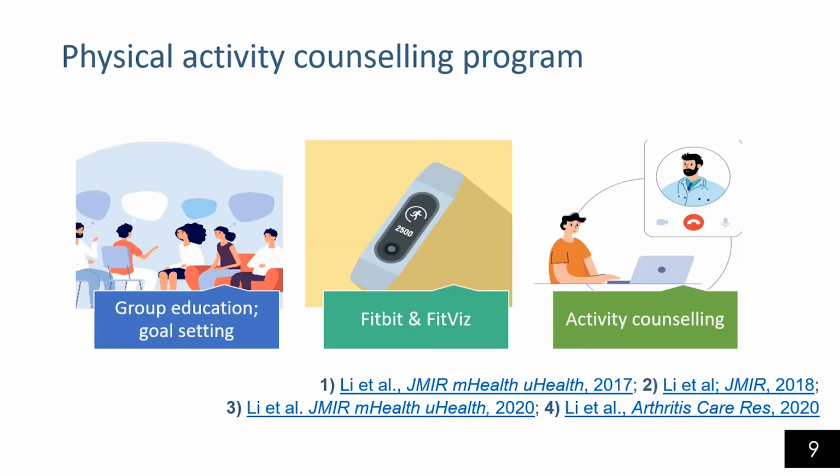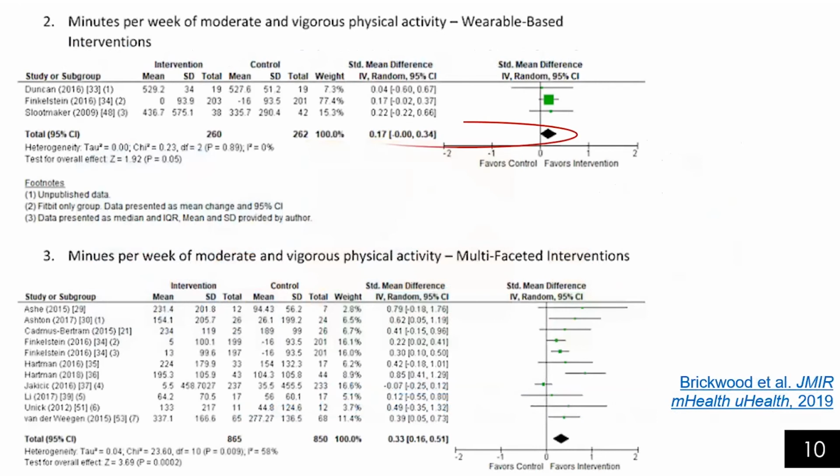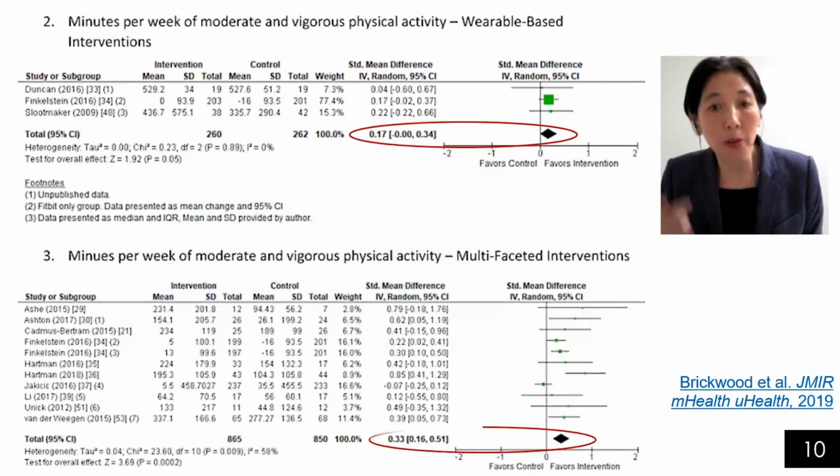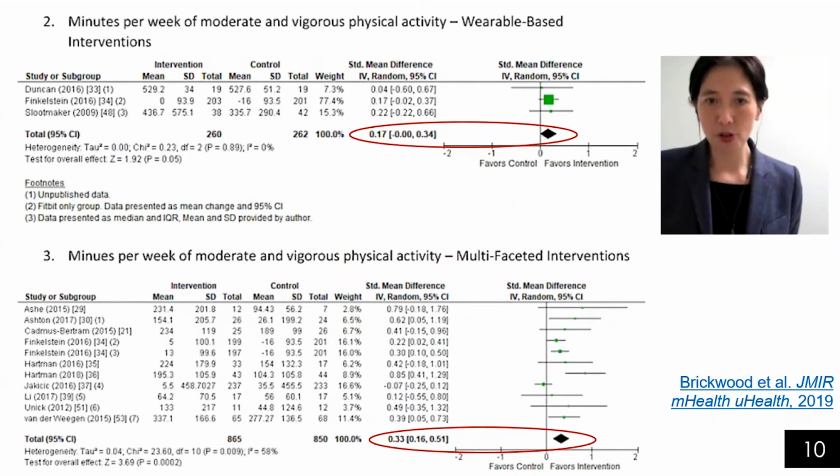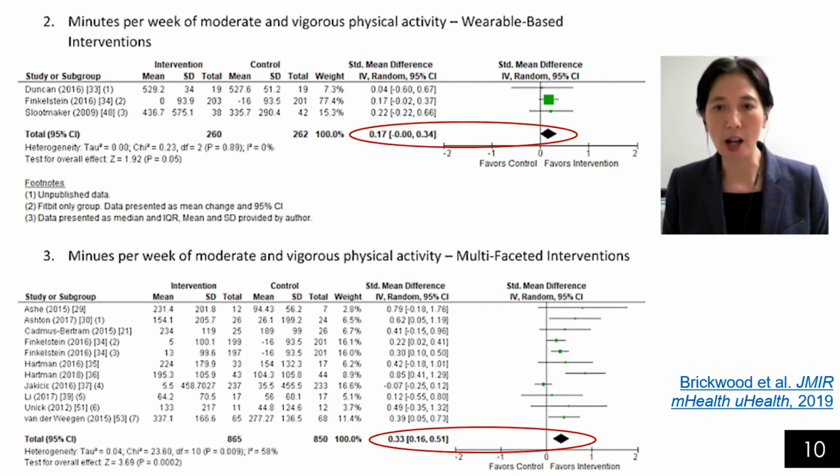And in a series of studies we published in the last few years, we've demonstrated that it was feasible to implement the program for people with osteoarthritis and inflammatory arthritis, and that it was effective in increasing physical activity time after 8 to 12 weeks of intervention. So our results help to contribute to a growing body of evidence that an individualized, tailored approach is the best when supporting people with chronic diseases, including osteoarthritis, to be active.